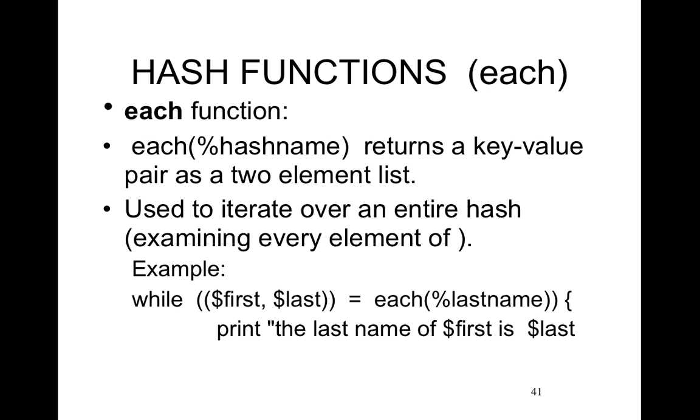Each. We had the foreach in the previous example. Now we have each. So print out each pair. Each gives us a return of the key value pairs as elements. So instead of getting the keys, instead of getting just the values, each returns both.